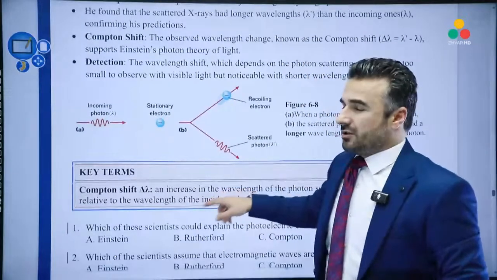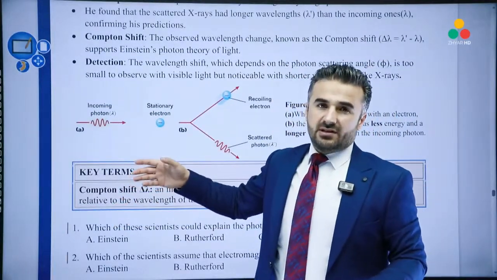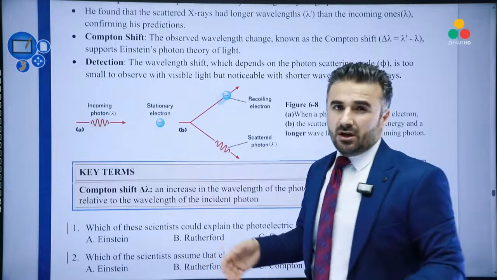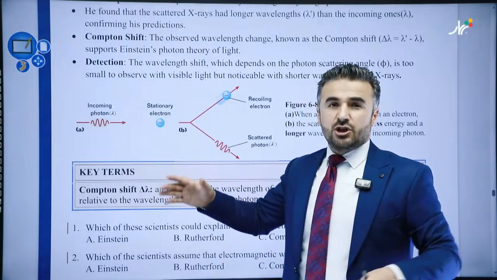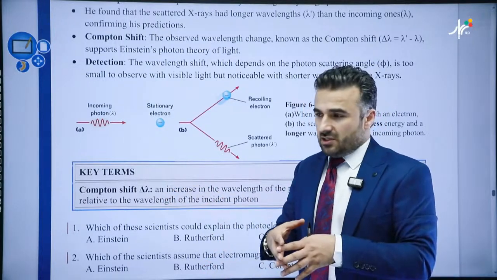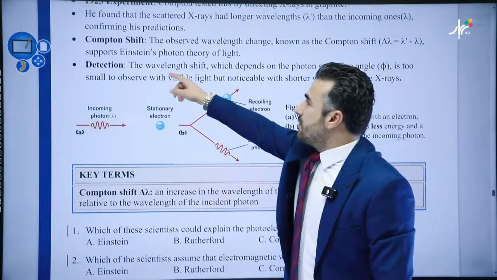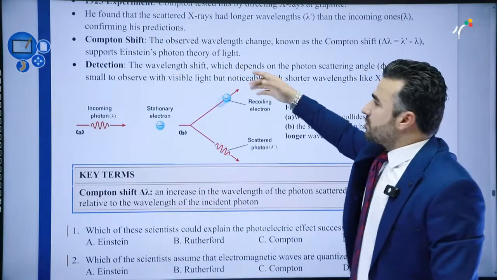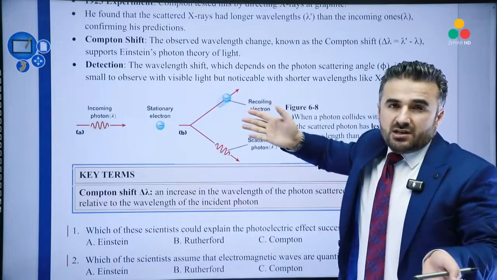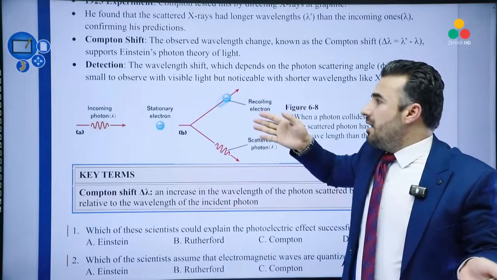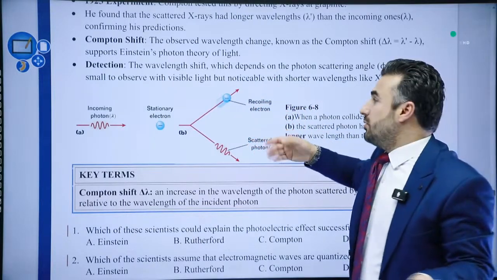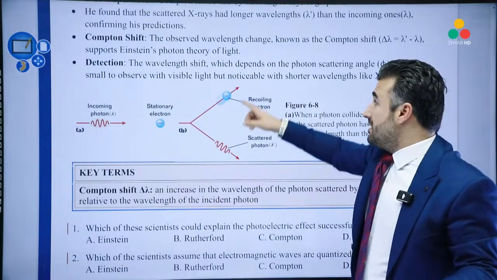Then what about the direction? Aren't we saying part of it is energy and momentum? So we have to consider this photon as a particle. So how much does the wavelength shift? How much will it be different? What does it depend on?